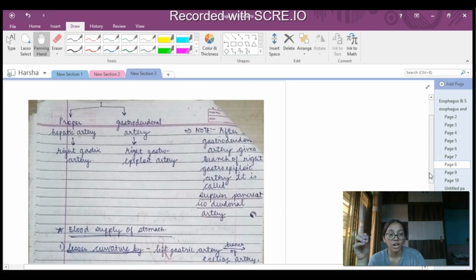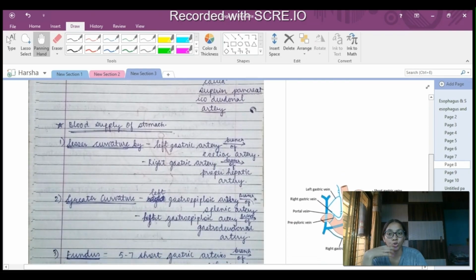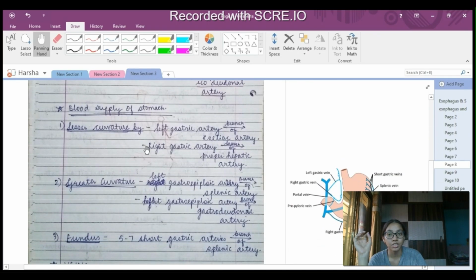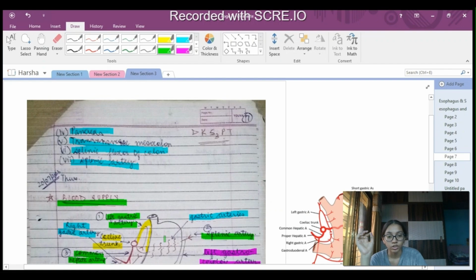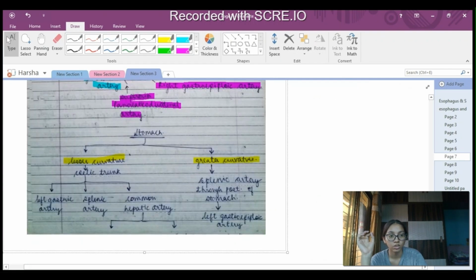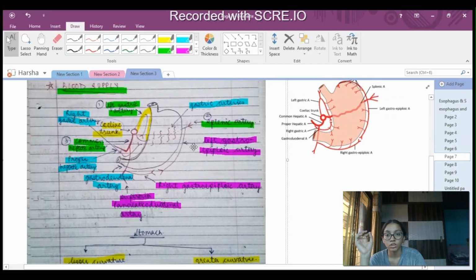So, what is actually the arterial supply or blood supply to the stomach? The lesser curvature of the stomach is supplied by the left gastric artery, which is a branch of the celiac trunk, and the right gastric artery, which is a branch of the hepatic artery. Left gastric artery is a branch of celiac trunk and right gastric artery is a branch of common hepatic artery.